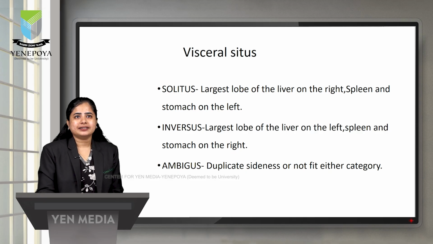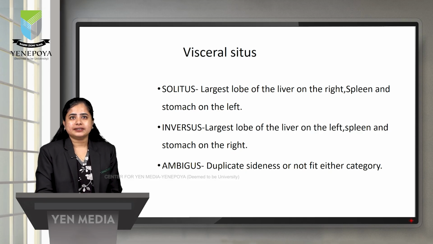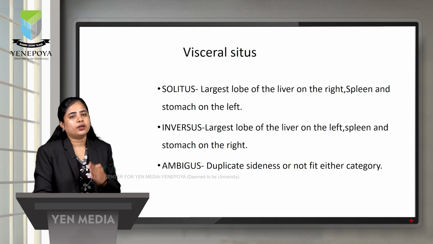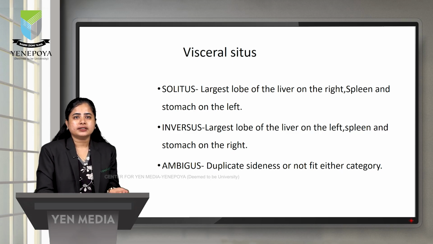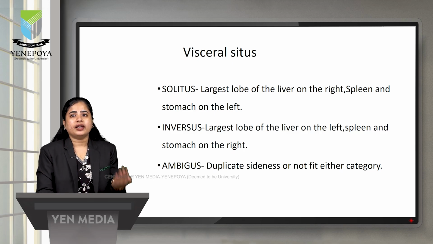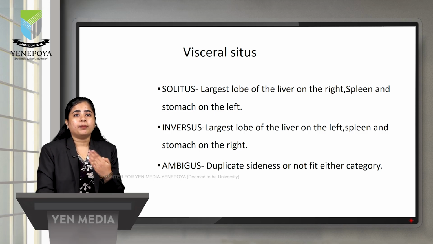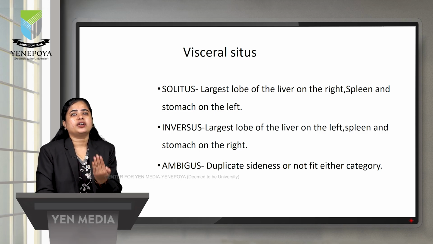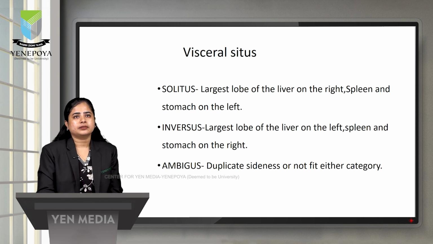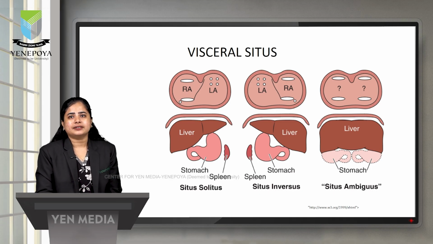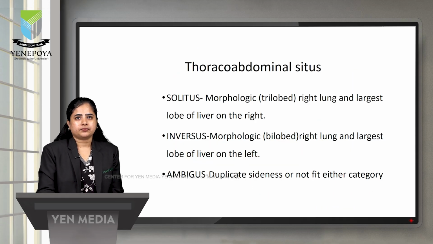So visceral situs, if it is solitus, the largest lobe of the liver will be on the right side, and the spleen and the stomach will be on the left side. If it is inversus, the largest lobe of the liver will be on the left and the spleen and the stomach will be on the right side. Ambiguous is where we cannot differentiate; it will be duplication of the sideness. So these are the images for situs solitus, situs ambiguous and situs inversus.